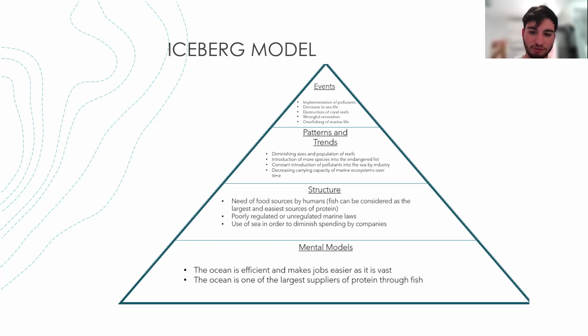Two mental models can be constructed, which connect with the previous levels. These are that the ocean is vast and makes jobs easier, as various companies can dump waste or use it for their own gain in order to cut costs, as well as the ocean is one of the largest suppliers of protein through fish, which can lead to overfishing and the misuse of these oceans.